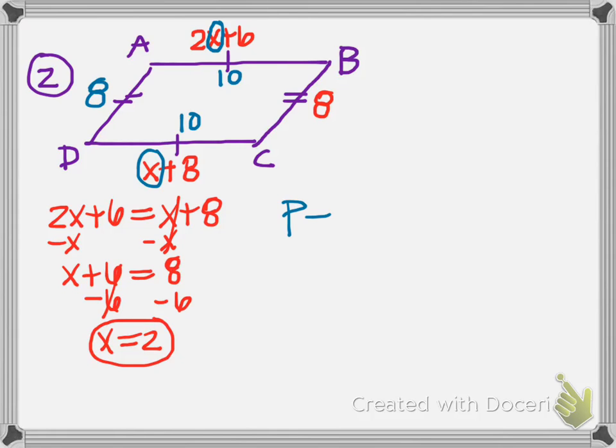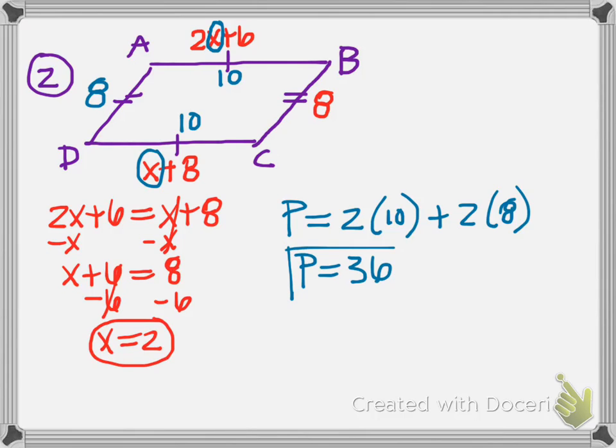So for the perimeter, I'm adding together 2 10s plus 2 8s. And when we simplify that, we get 20 plus 16, which gives us a total perimeter of 36.